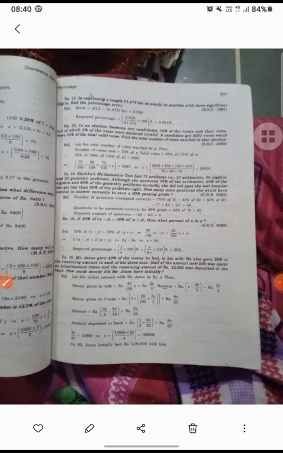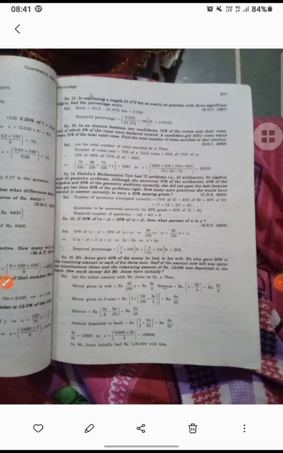In expressing a length 81.47 kilometers nearly possible with 3 significant digits, find the percentage error. So 81.5 will be the 3 significant digit value. It's given 0.028 upon 81.47 into 100. So 0.034% is the error.